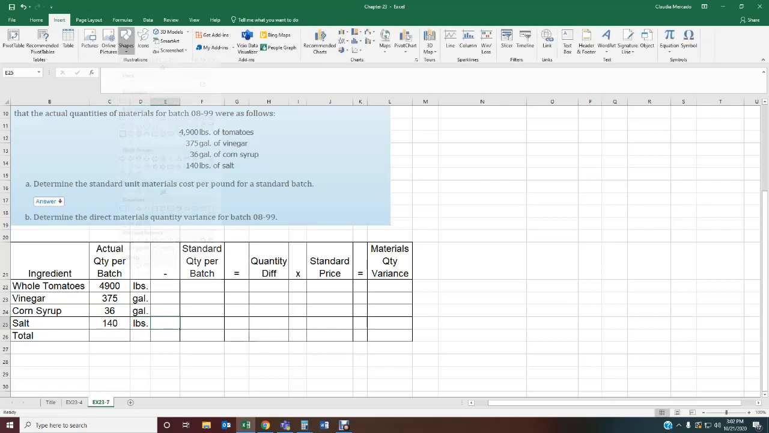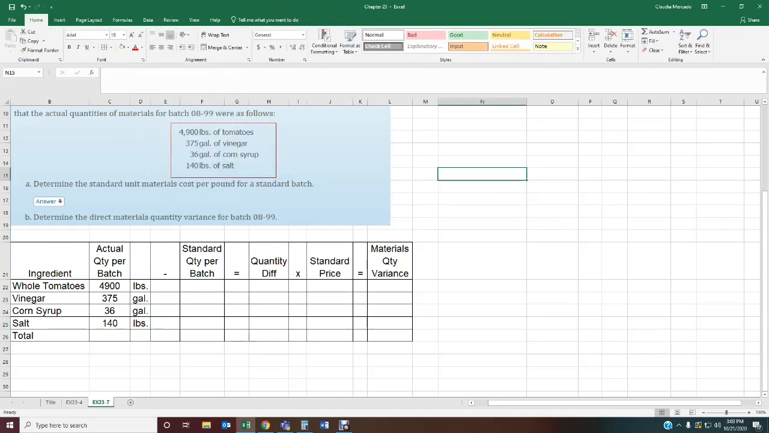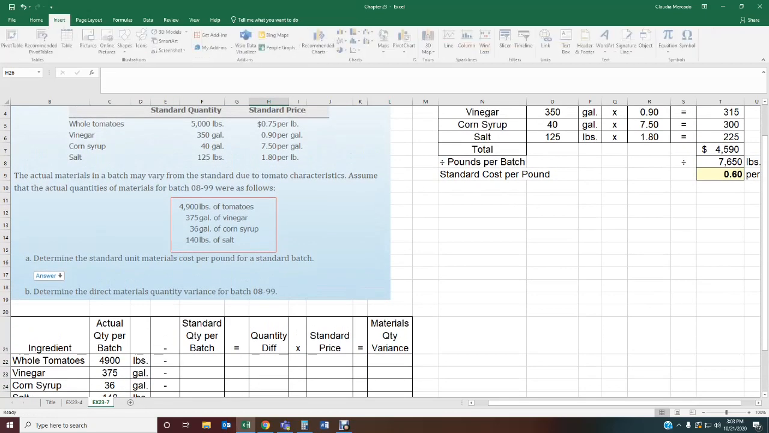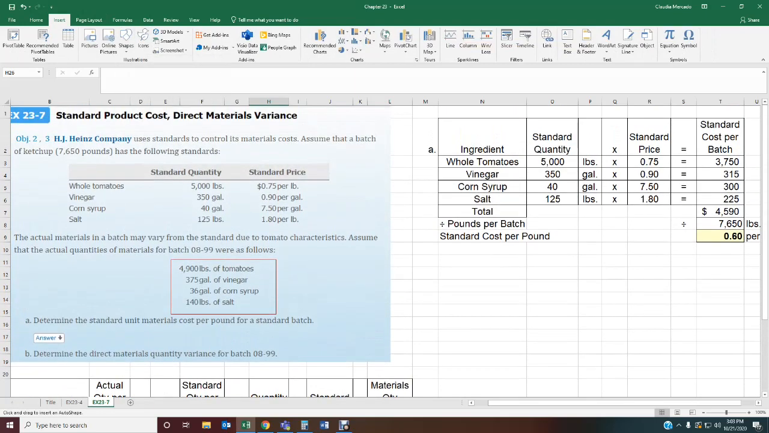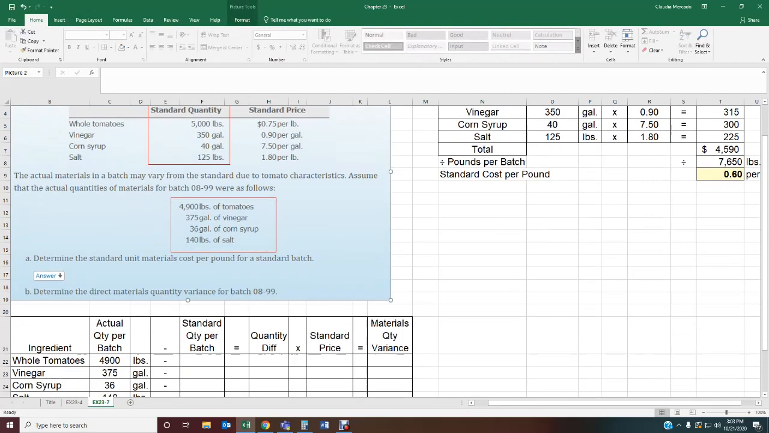Okay, and where am I getting that? I am getting that from right here. All I did was copy and paste. These are my actual figures. Now I'm going to subtract my standard quantities, and your standard quantities are up here. Right here are your standard quantities. So I'm going to subtract by that.